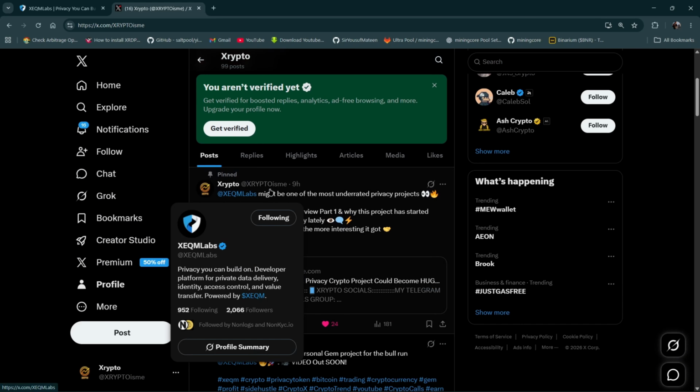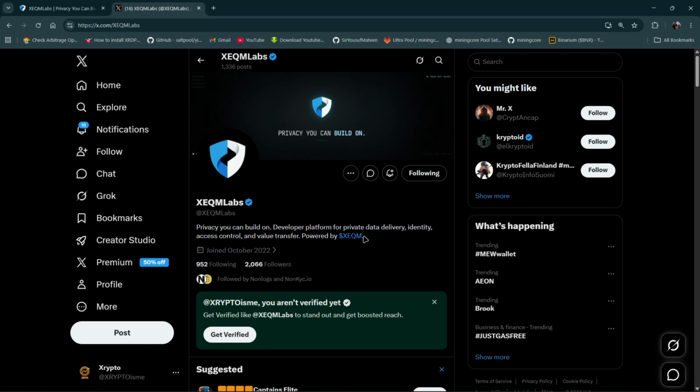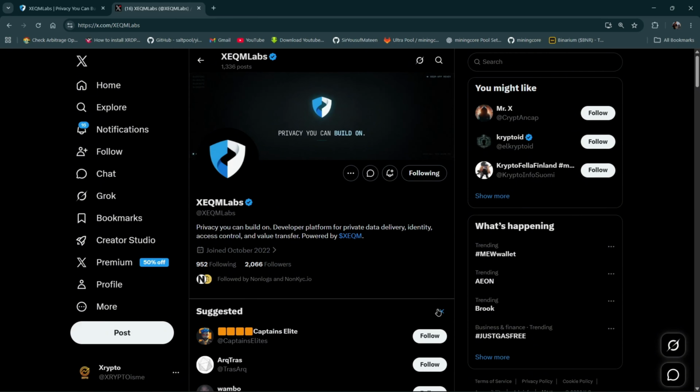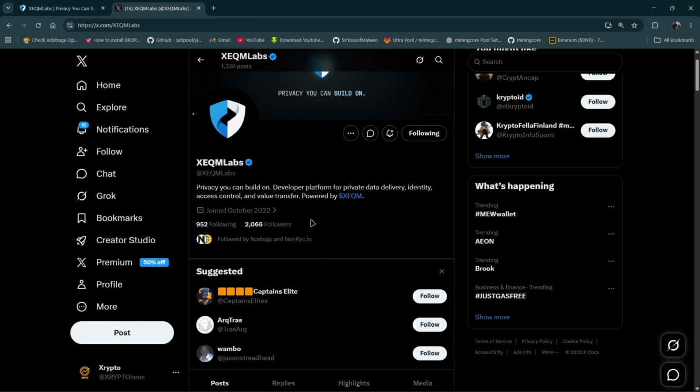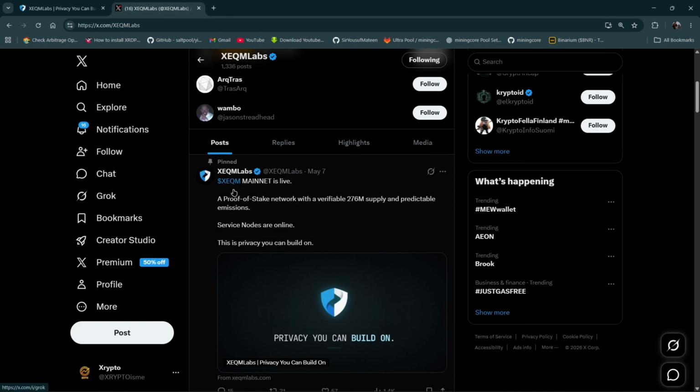This post is for letting people know, spreading the word for the part 1 we made, that this project is kind of a gem for me. So this is the X account: built on a developer platform for private data delivery, identity, access control, and value transfer, powered by XEQM. Now this is the same vision that we saw on the website.